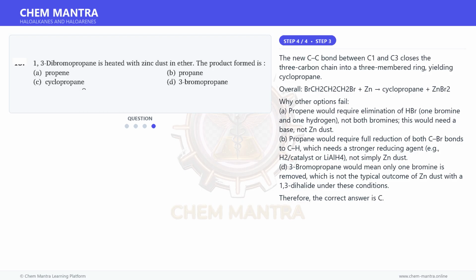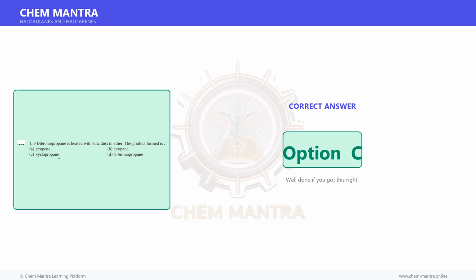D. 3-bromopropane would mean only one bromine is removed, which is not the typical outcome of Zn dust with a 1,3-dihalide under these conditions. Therefore, the correct answer is option C.